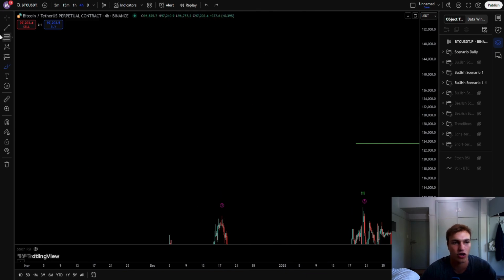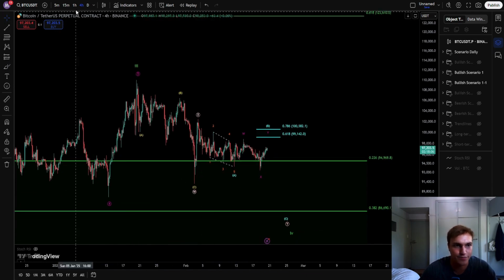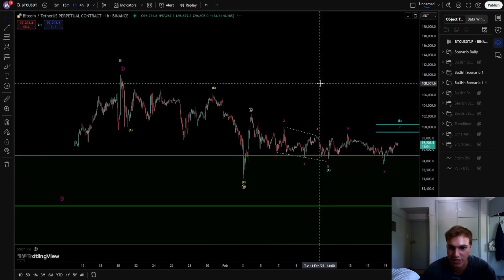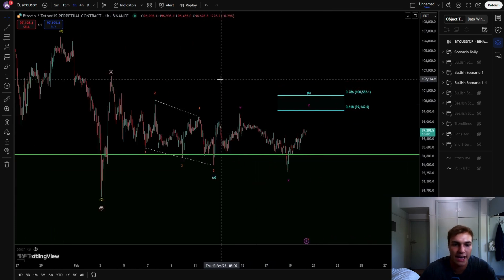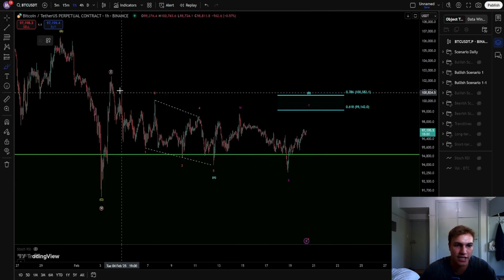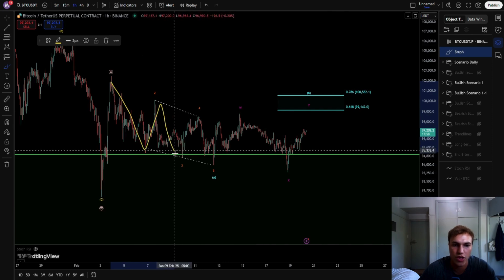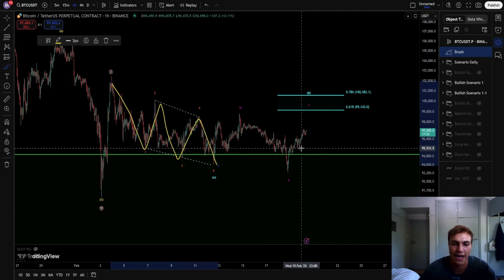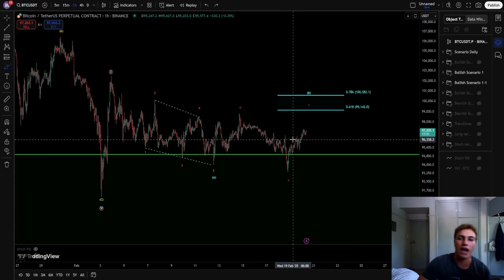So if we look at the chart here, the wave A on the hourly time frame is actually easier to see. The wave A has a 5-wave structure in it. 1, 2, 3, 4, and a wave 5, finishing that wave A. At the moment, we are still looking for a wave B.